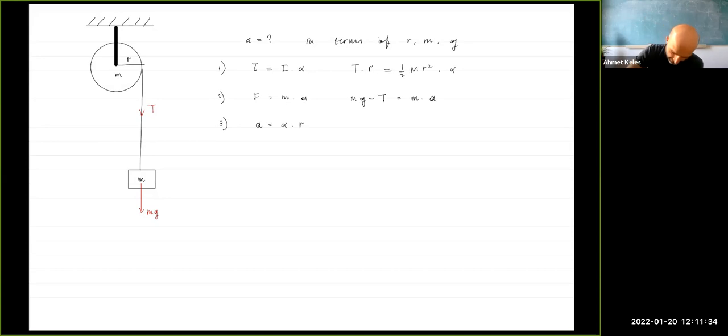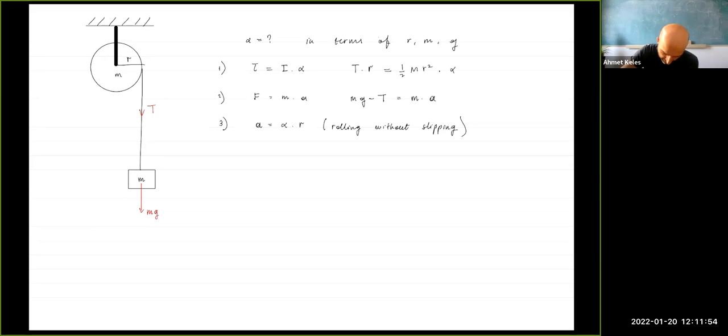If you like, this is kind of like rolling without slipping. Not exactly, but I think they are more or less the same concept. Then I think that problem is done.